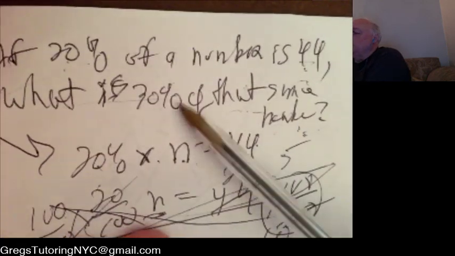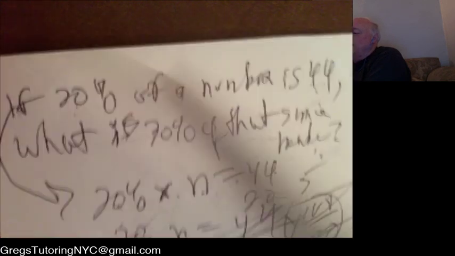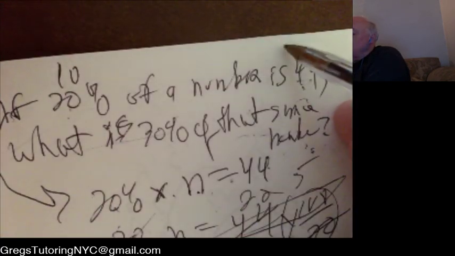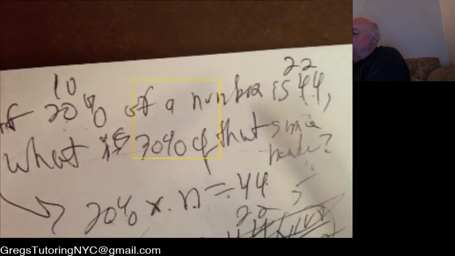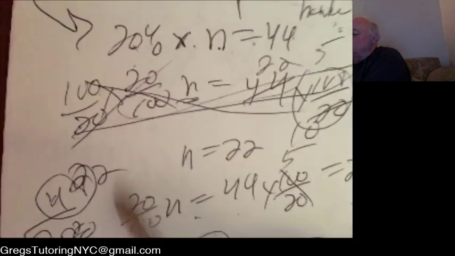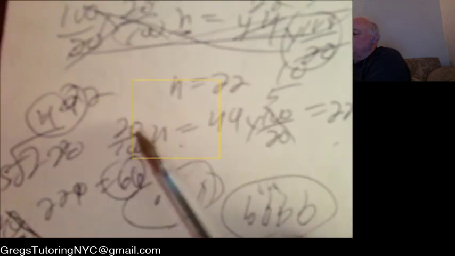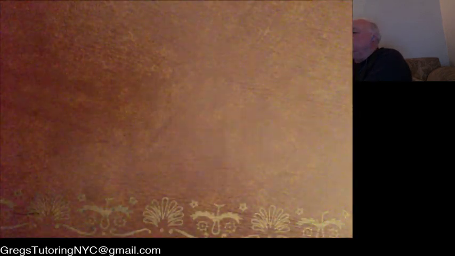Anyway, we can look at this logically: if 20% of a number is 44, that must mean 10% is 22, right? It's just twice. So if they're asking 30%, then it's going to be 3 times that. And when you get the 66 back, we're still going to get the 66. So you have 2 ways to do this and to double check it, okay?